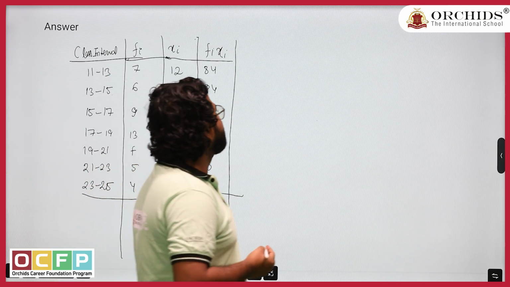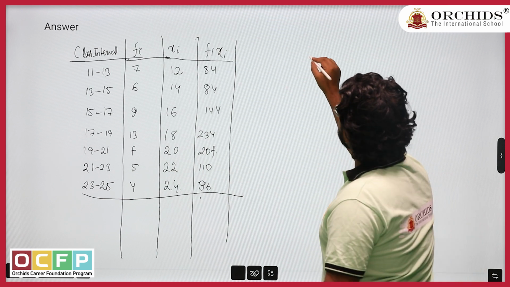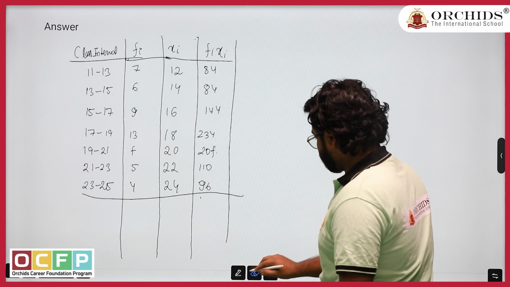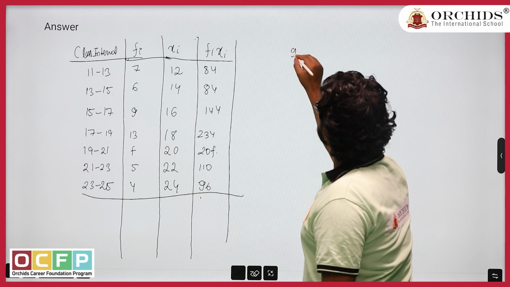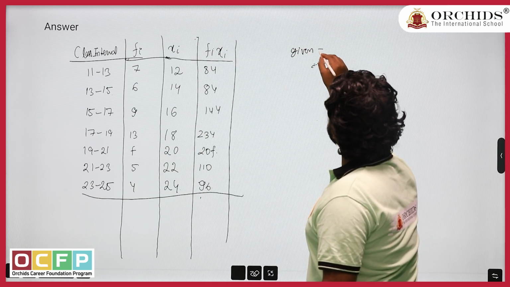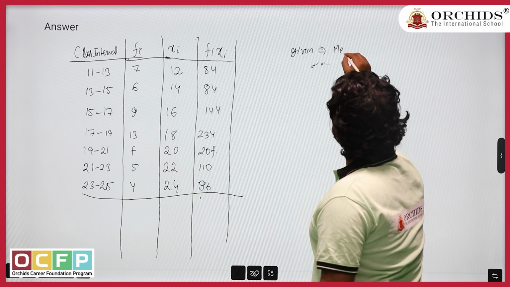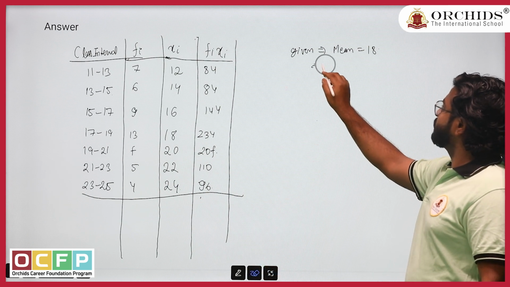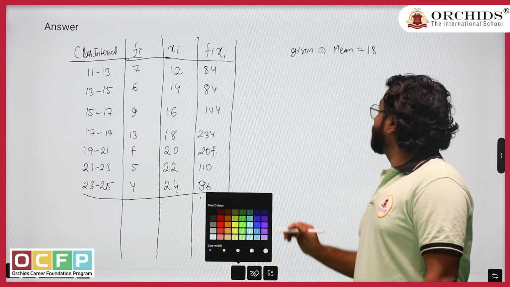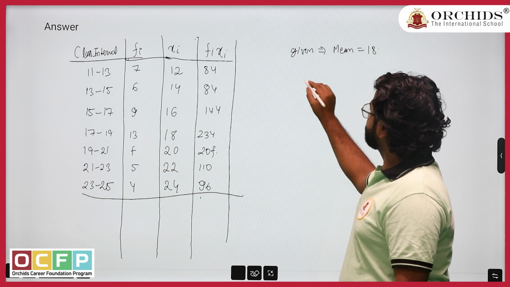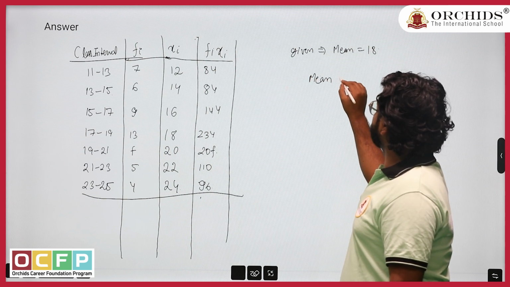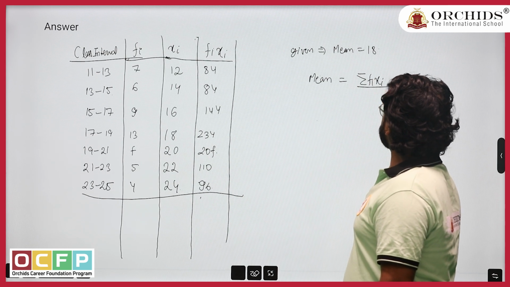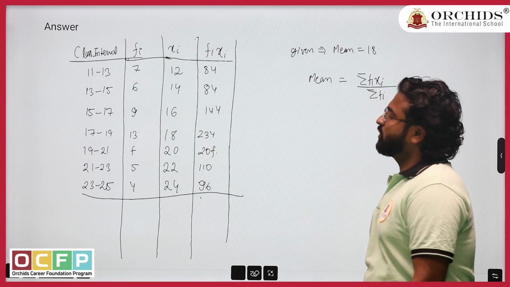Now we will put in the formula. What is the formula? The mean is equal to what is given. Better to always write what is given. Mean is equal to how much? 18. This data is already given to me. Now what is the formula for mean? Mean is equal to sigma Fi xi by sigma Fi.